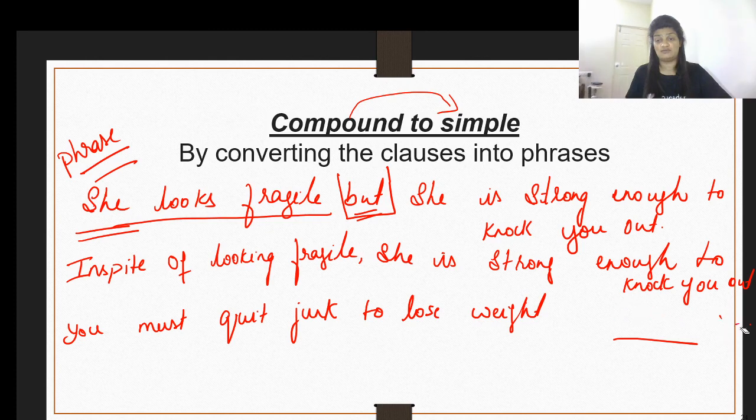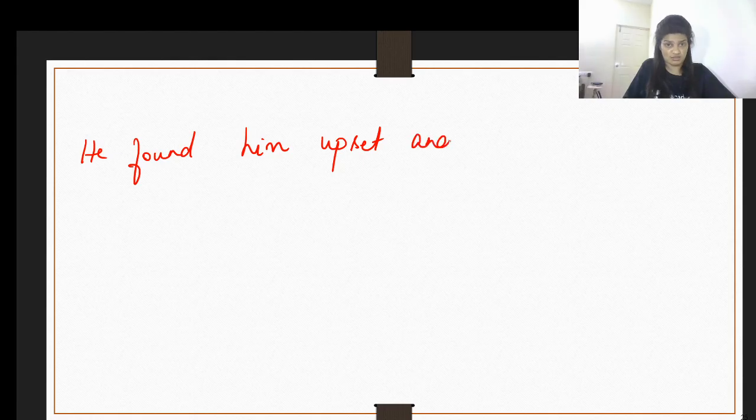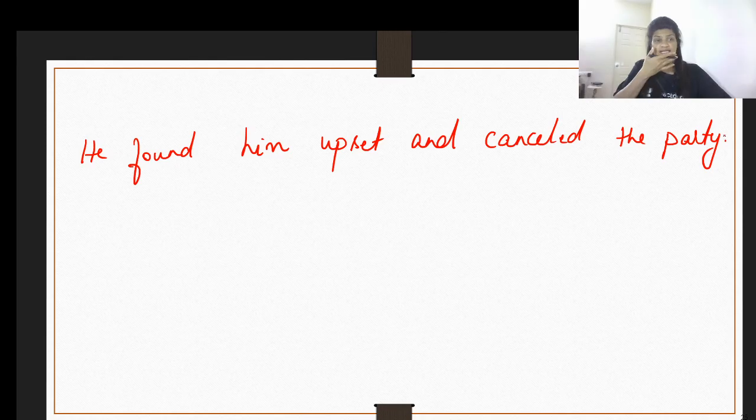So we had two different clauses here. We eliminated a few factors, kept the meaning intact, and we also have our simple sentence now. Let me give you one more example. That is, he found him upset, and, which is our coordinating conjunction, cancelled the party. He found him upset and cancelled the party.